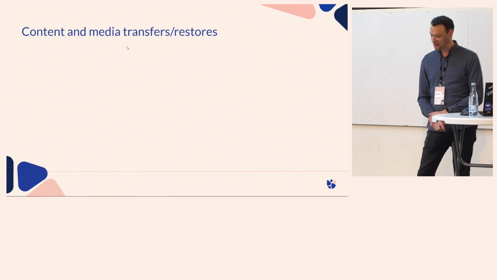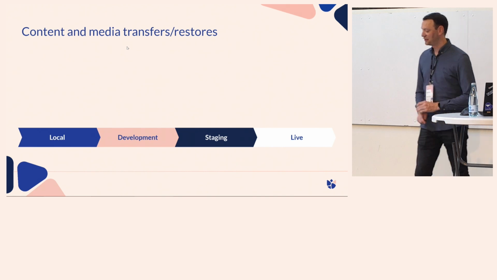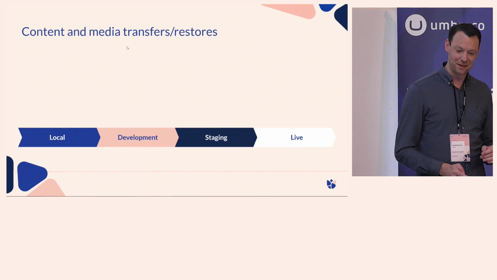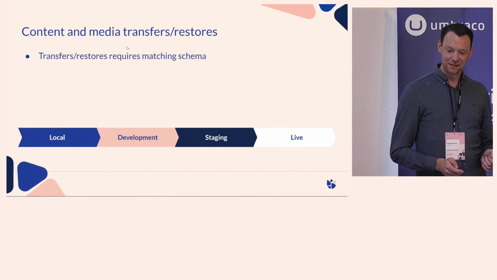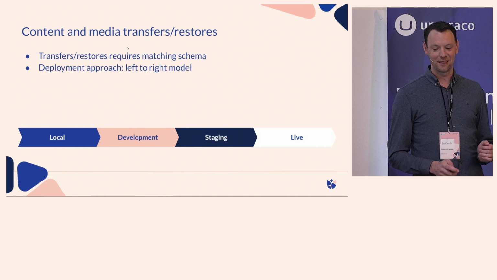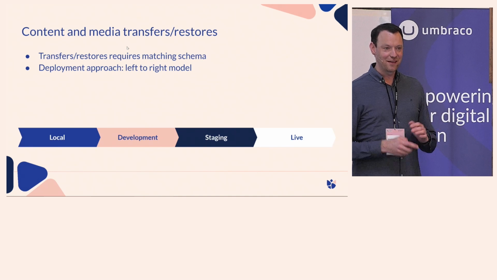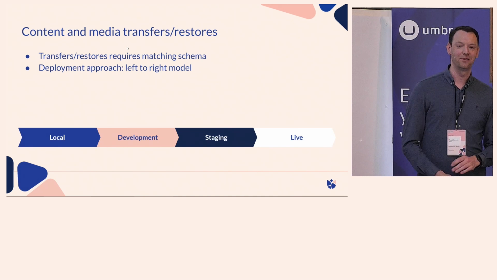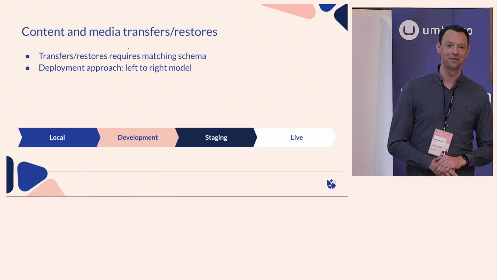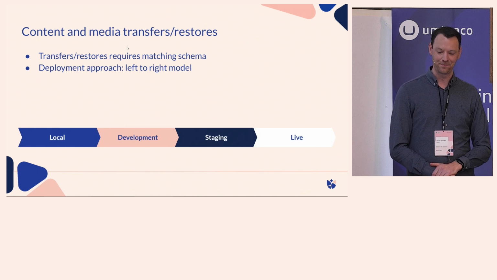Next up, transfers and restores that can be done between different environments. So it can be between local and multiple online environments. Important is that it requires the schema to be exactly the same. And that's one of the reasons why we recommend doing a left to right deployment approach, where you do your schema changes on the most left environment, like local or development, and then push your changes to the right.